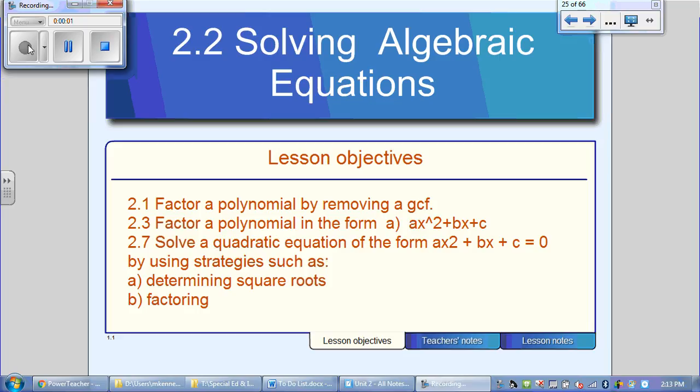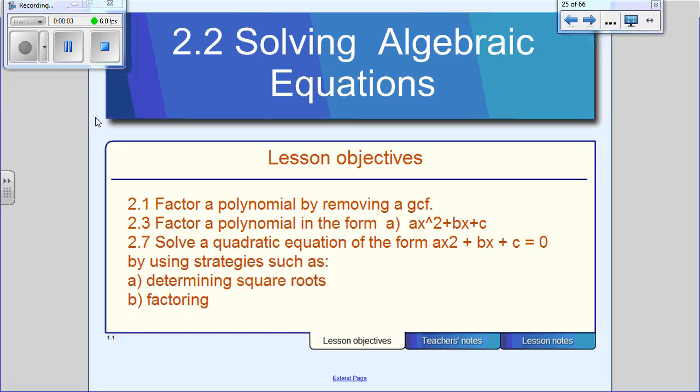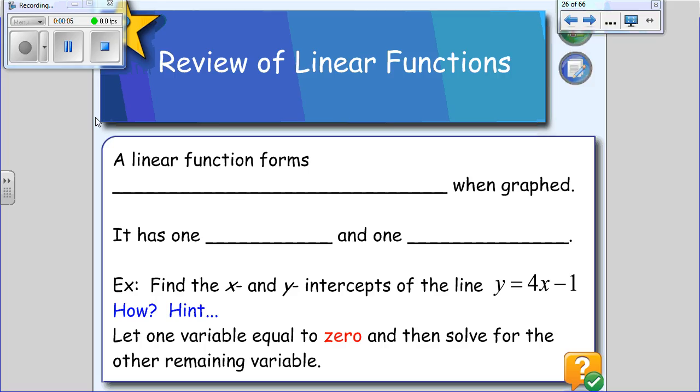This whole unit is about... So what we're going to start to do is look at quadratic equations and actually start solving them. I forgot about this page right here.